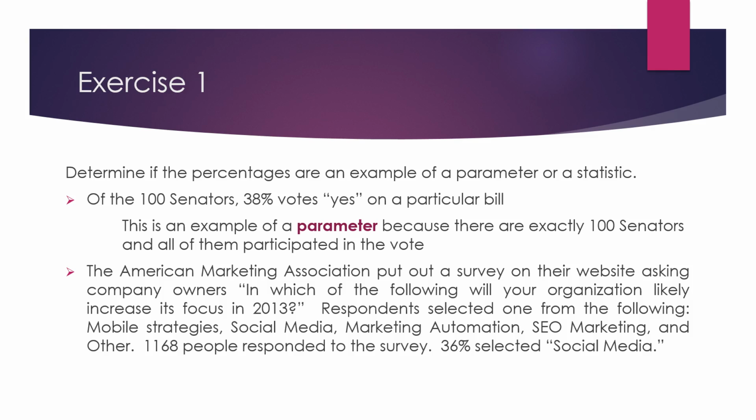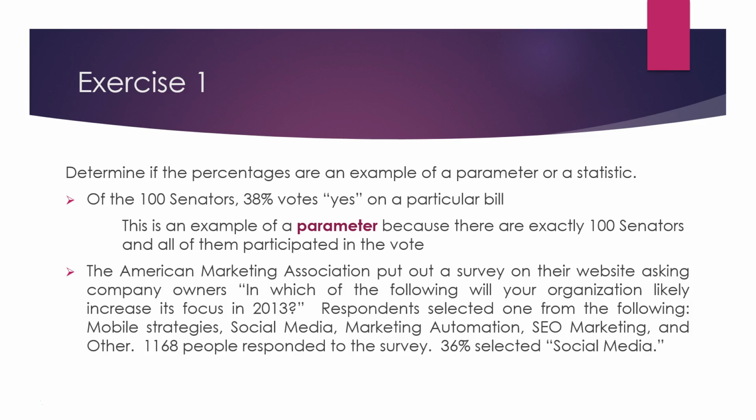The next example: the American Marketing Association put out a survey on their website asking company owners, in which of the following will your organization likely increase its focus in 2013? Respondents selected one from the following: mobile strategies, social media, marketing automation, SEO marketing, and other. 1,168 people responded to the survey, and 36% selected social media. So for this example, we are deciding whether the 36% is a parameter or a statistic.